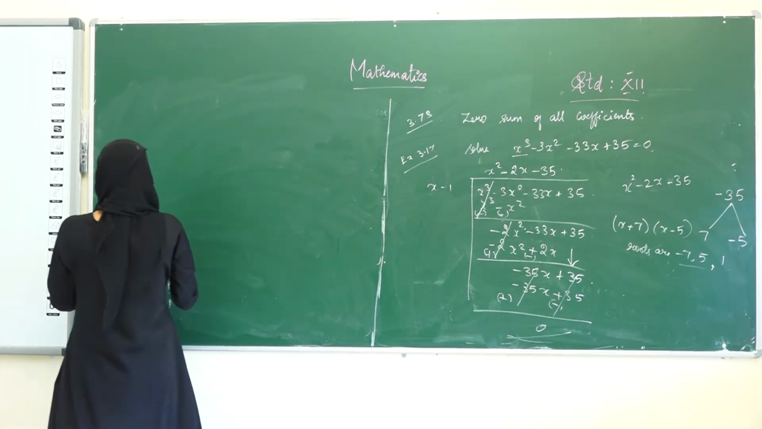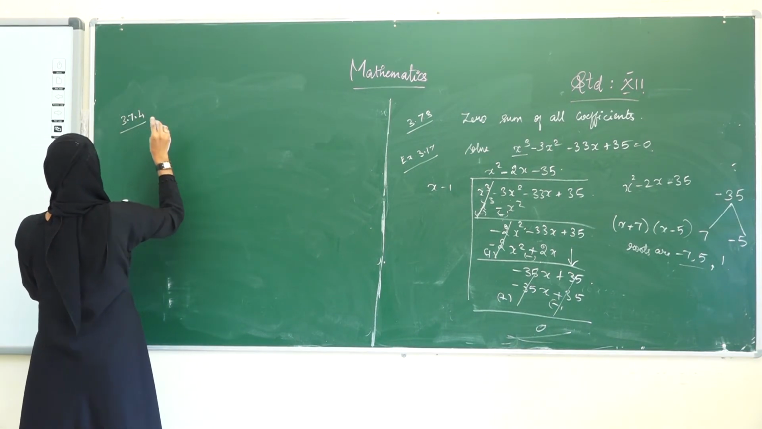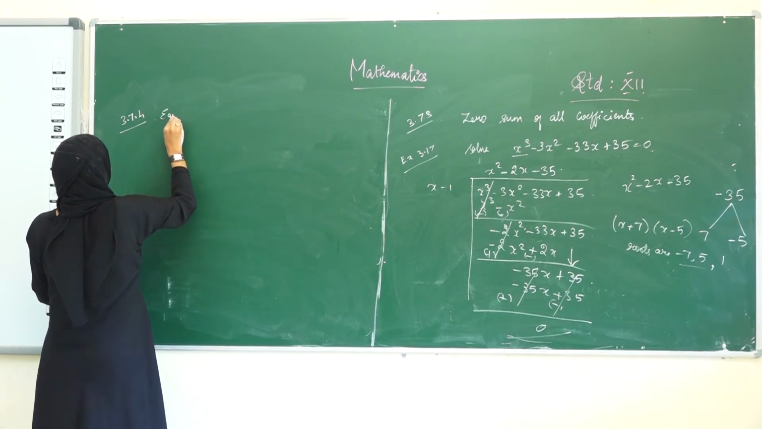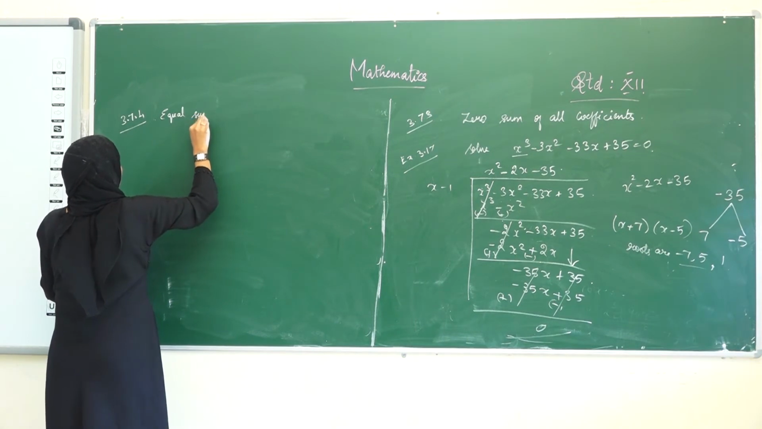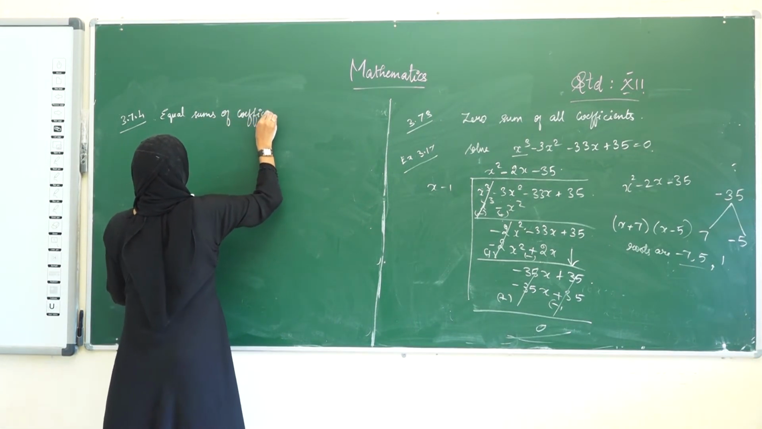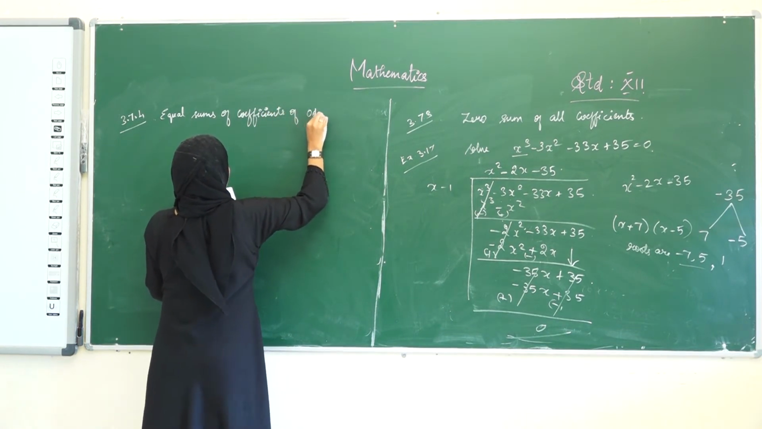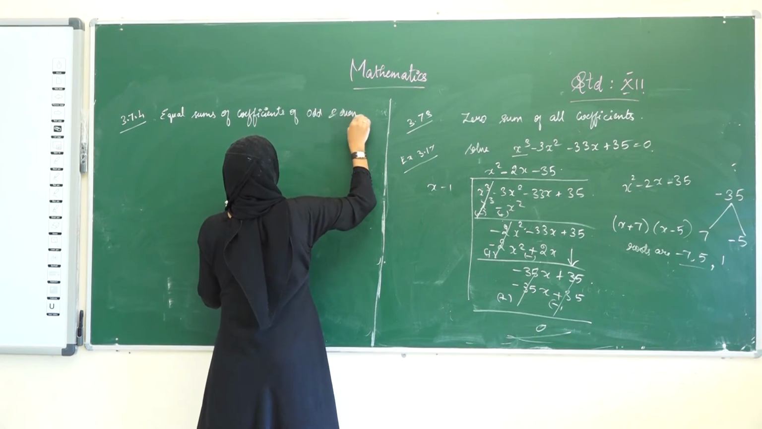Okay. Then the next is 3.7.4. What is the equal sums? Equal sums of coefficients of odd and even powers.